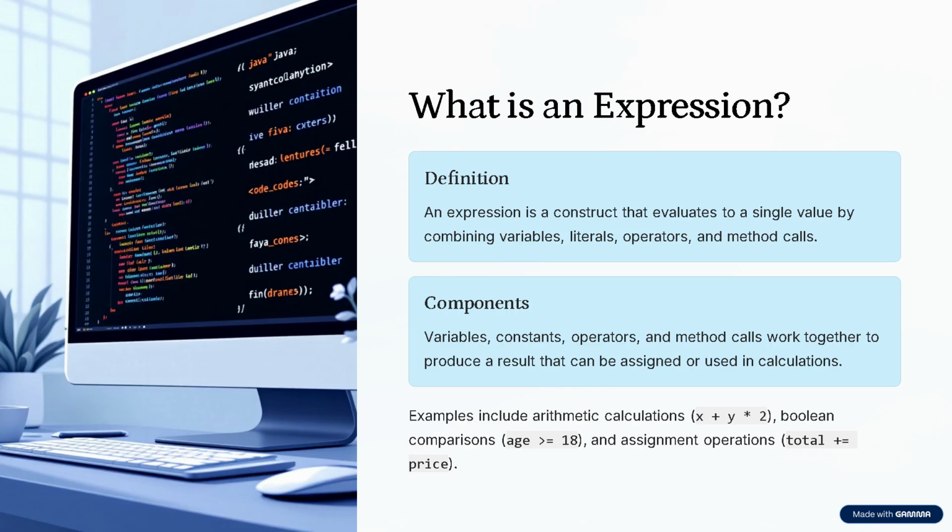Some examples include arithmetic expressions like x plus y star 2, relational expressions like age greater than or equal to 18, and assignment expressions like total plus equal to price. These expressions help us compute results or make decisions in a program. Let's now look at different types of expressions.